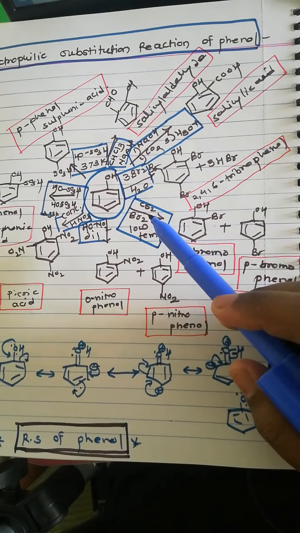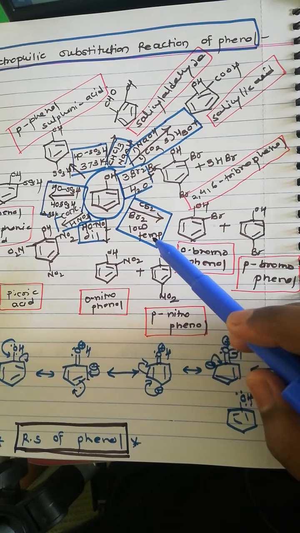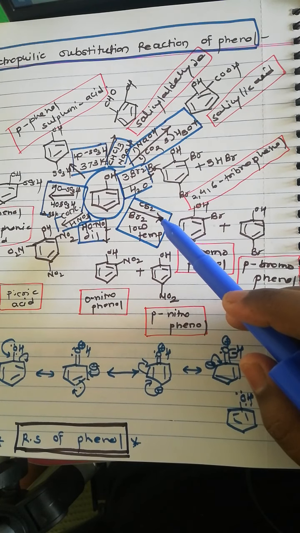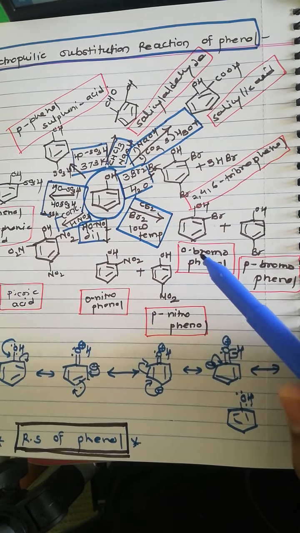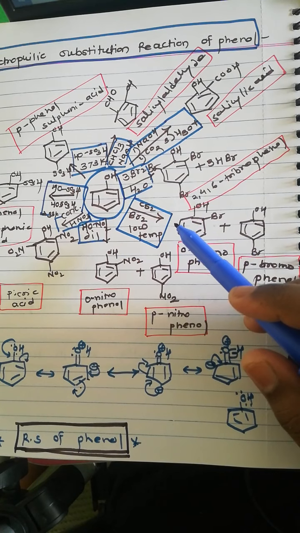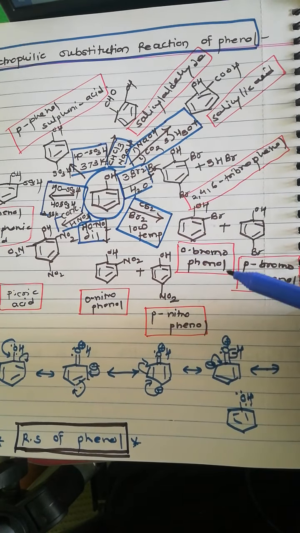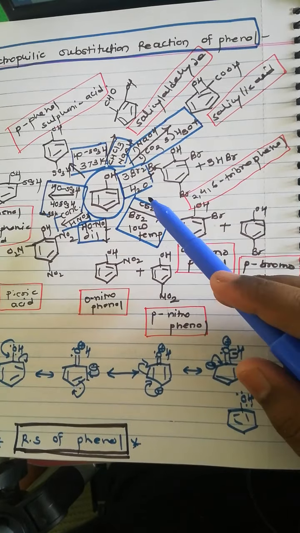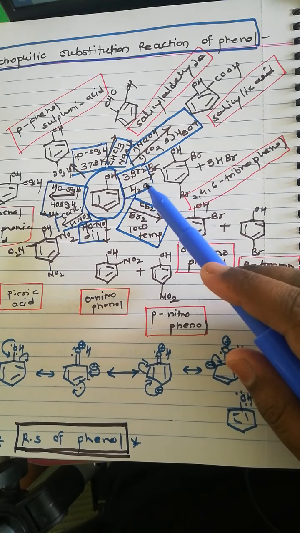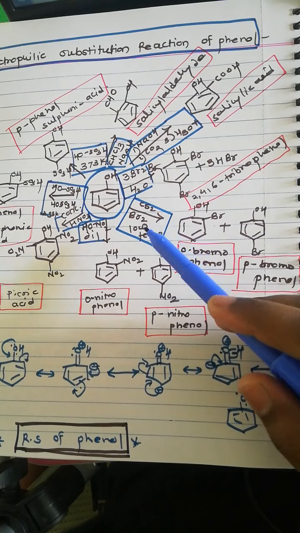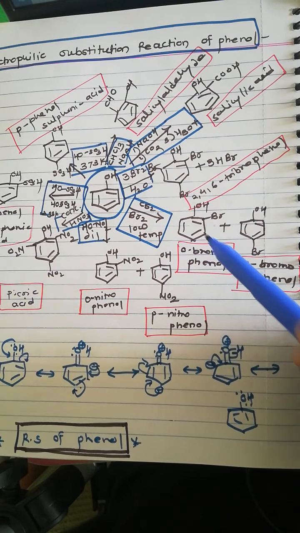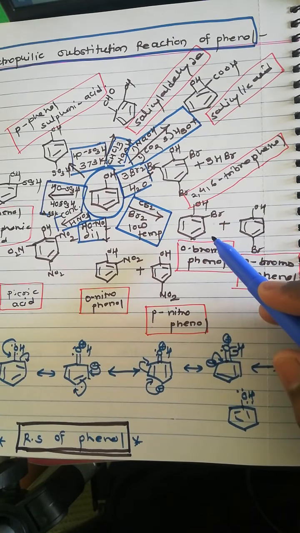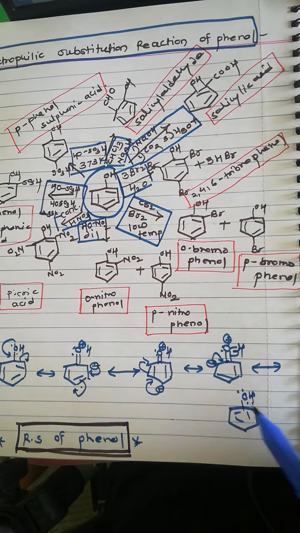Now we can see the next reaction. Here bromination takes place at low temperature and CS2 is a less polar solvent. In less polar solvent, monobromination takes place, not polybromination. Always remember, in polar solvent polybromination takes place and in non-polar solvent monobromination takes place. Here we get orthobromophenol and parabromophenol.